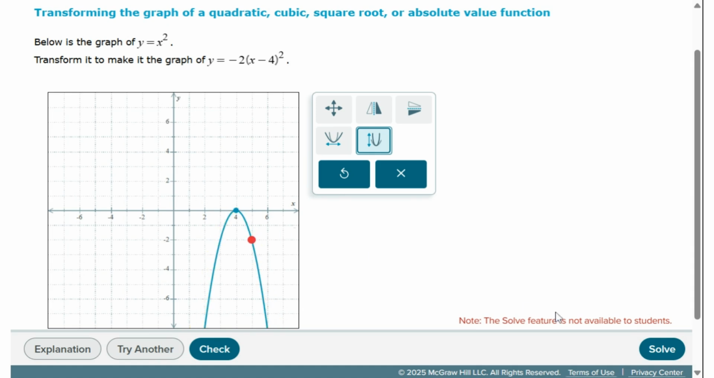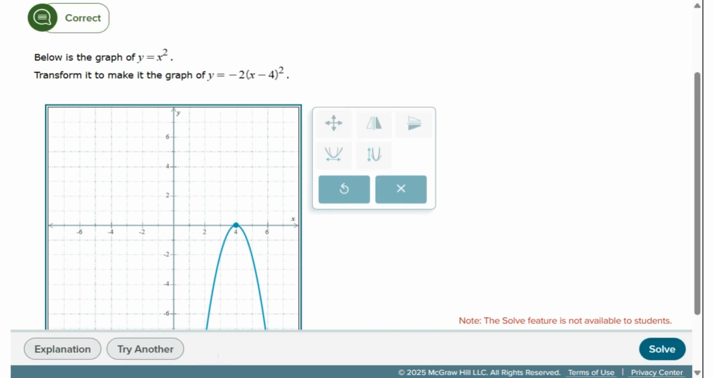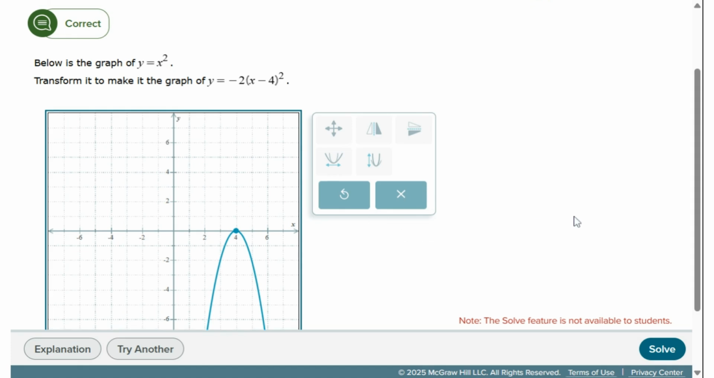But again, once you've done that, you might want to verify that that point really satisfies this equation to make sure you've got it right. So this is an x value of 5. If I put a 5 in for x here, 5 minus 4 is 1, 1 squared is 1, times -2 is -2, and there I am at a y value of -2. So I think we've done it correctly. Let's just go ahead and check. And there we go. So that's a little bit of work with transforming graphs of some of these functions.